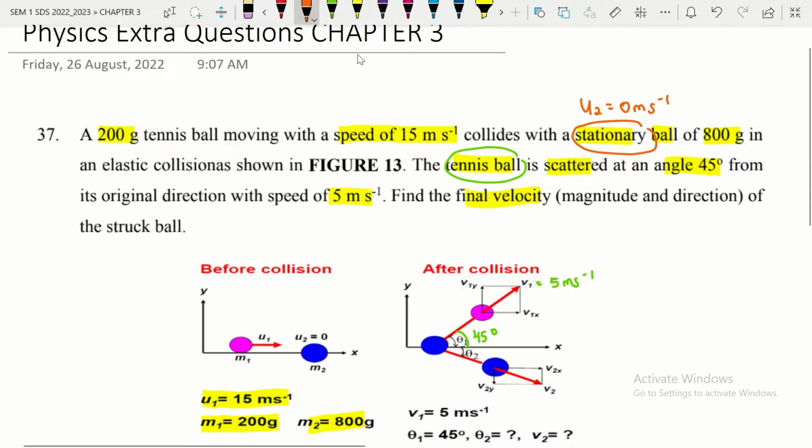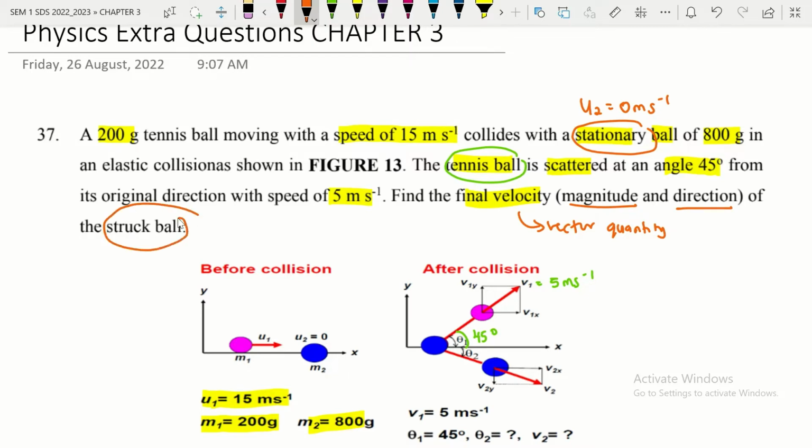Okay, velocity ni kita dah tahu adalah vector quantity. So bila dia vector quantity, of course dia akan ada magnitude and direction. Maksudnya kita kena cari magnitude and direction of the struck ball. So of the struck ball ni lah, yang bola yang stationary tu lah, lepas dia dah kena langgar, dia dah jadi struck ball. So what we need to do, we need to find for the final velocity, which is V2, and also the direction of the second ball, the stationary ball.